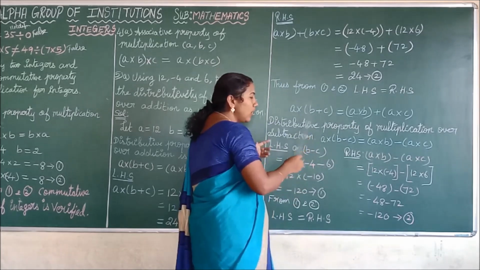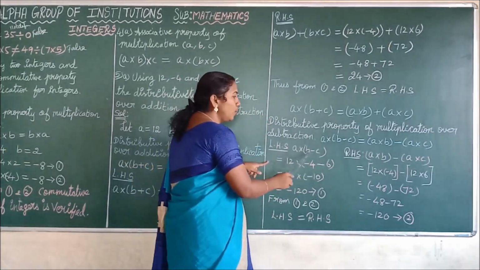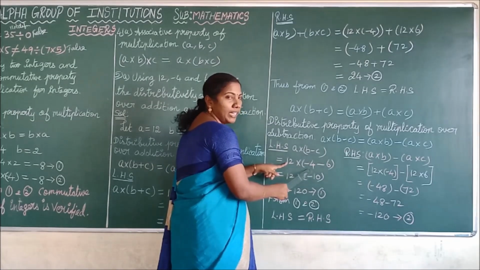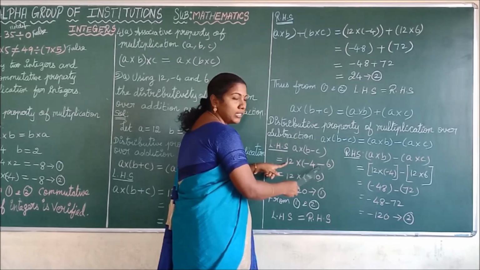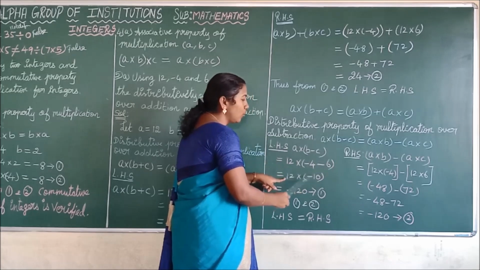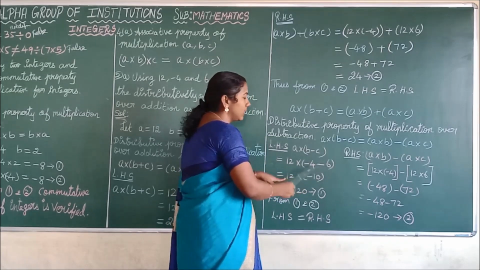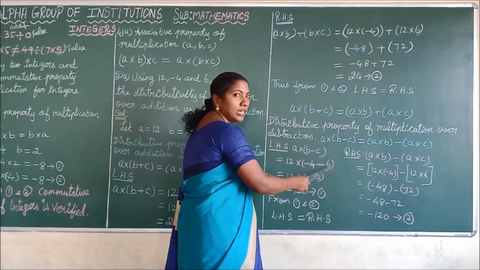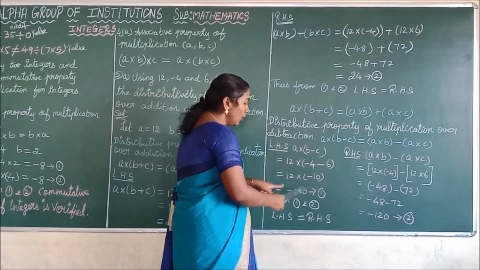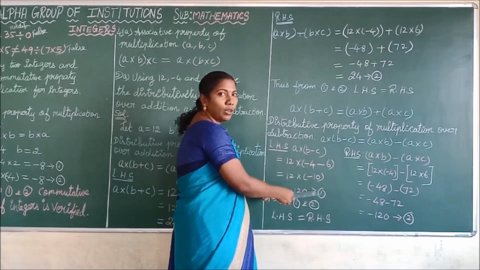As in the previous, here also we have to verify both LHS and RHS. See here, A into (B minus C). What is the value of A? 12 into, value of B is minus 4. Write the minus as it is. Minus, what is the value of C? 6. That is 12 into, when integers are of the same sign you have to add the two integers. That is minus 4 minus 6, that is minus 10. Now you have to multiply 12 with minus 10. Your answer is minus 120. Let it be equation number 1.